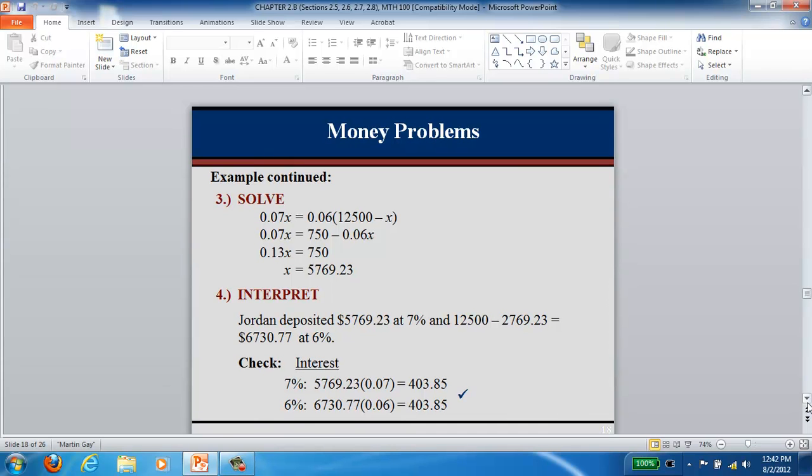Checking your answer, 5,769, which you solved for the 7%, checks off. And then the 6%, the amount that you get, 6,730.77 at 6%, also checks off.